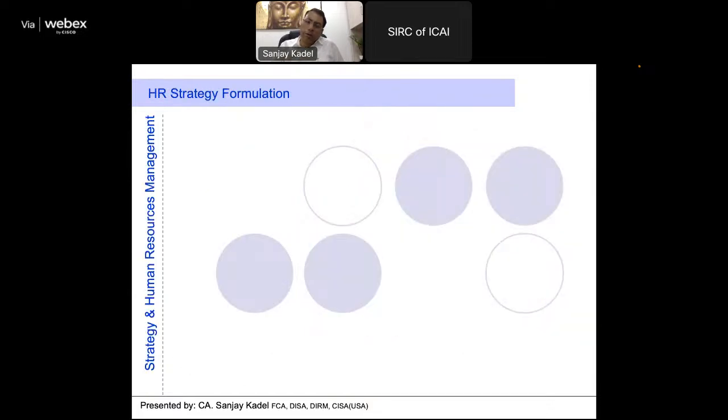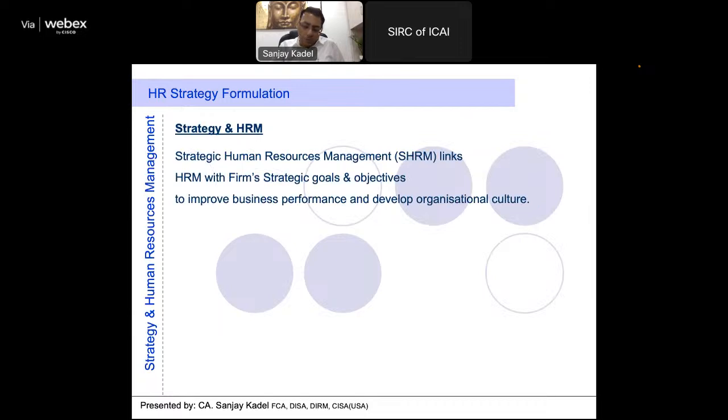Then you have the human resource strategy, the human resource function. For the human resource function, we can also talk about strategic human resource management, which is linking the human resource activity along with the company's strategic goals and objectives. This is done to improve the business performance and develop an overall good organizational culture. So when you talk about the human resource function, it is very important to ensure that you are following strategic human resource management.